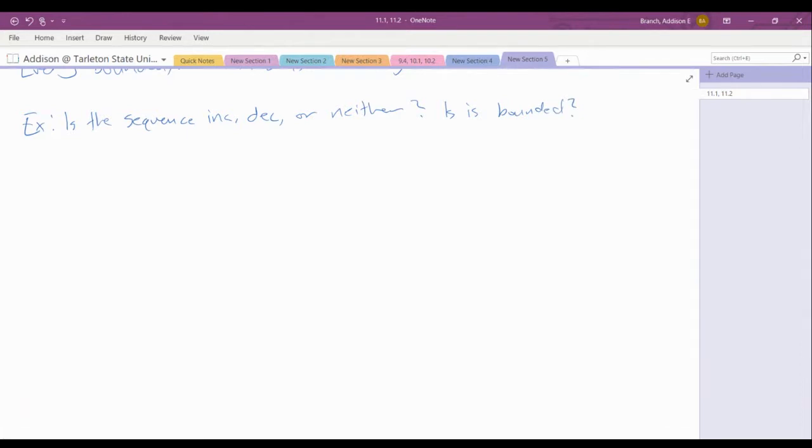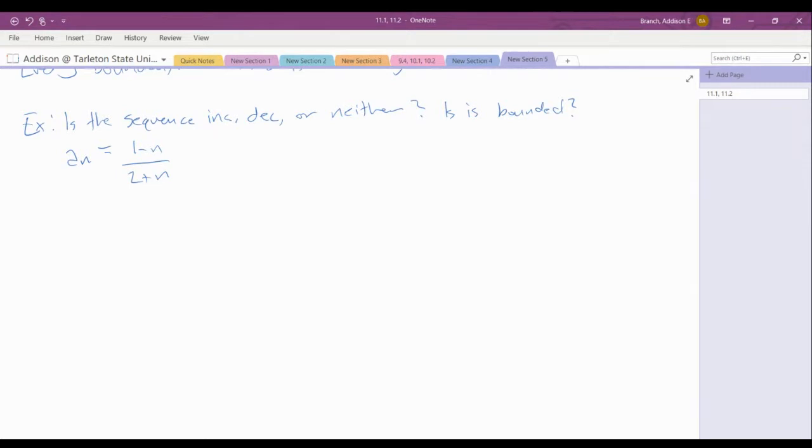All right, so let's go ahead. Our sequence in this one is going to be a sub n is equal to 1 minus n over 2 plus n. All right, so our first thing we need to do is figure out whether or not a function is increasing or decreasing.